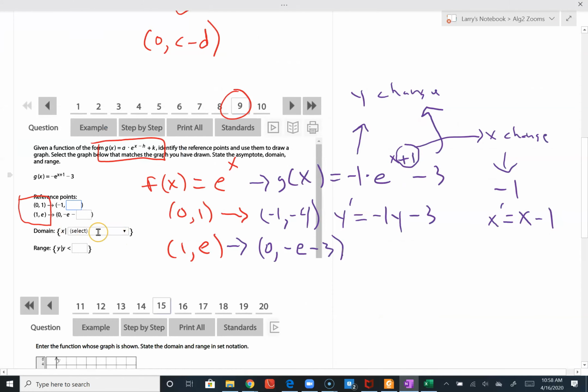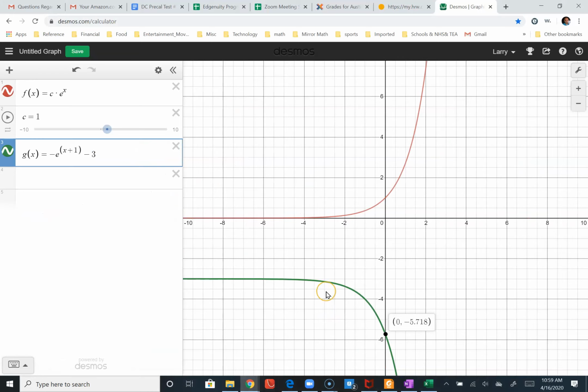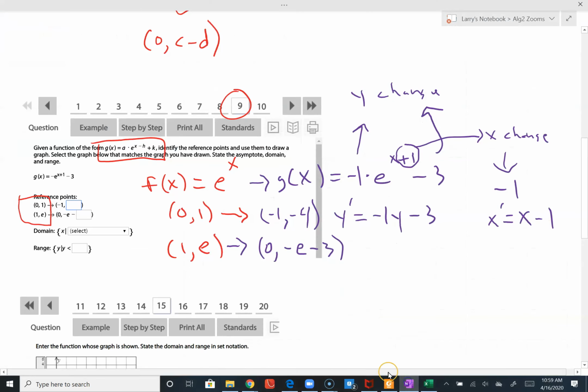All right, so the domain is still all reals. We can put any number we want in there for x. The range, just take a look at your graph, and you can see we're asymptotic right here, and then all of the rest of our y values are going to be less than that. Originally, our asymptote is at 0, and this asymptote is that x change, so our new asymptote is going to occur at this value of negative 3. So the range is going to be y less than negative 3. Domain's going to be all reals.